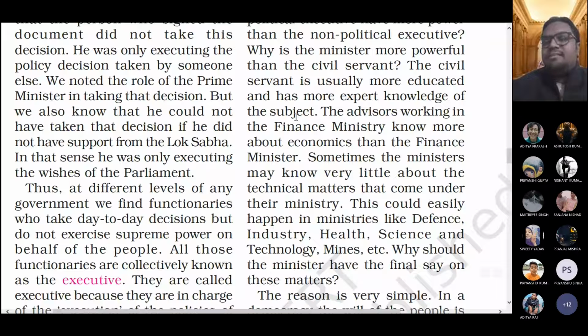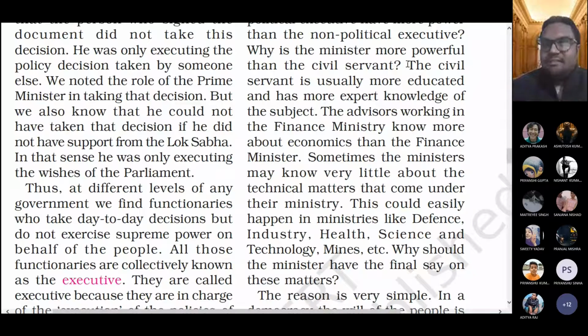Normally civil servants, IAS officers and others, are much more educated. They are more expert in the knowledge of their subject. They work as advisors. So we should always think that civil servants are much more knowledgeable than most of the politicians, the 99% of the politicians. They are experts in their field of knowledge. Someone is expert in the field of finance, someone is expert in the field of foreign services, like that. So why then are the political executive, the ministers, more powerful than the civil servants?